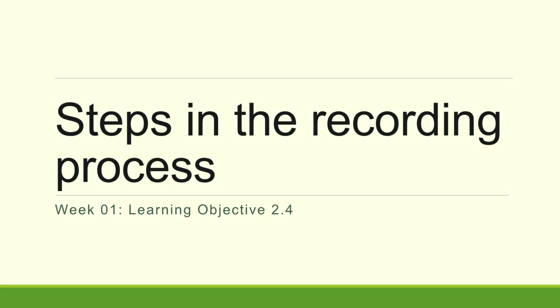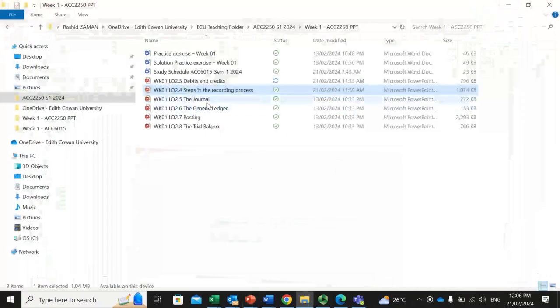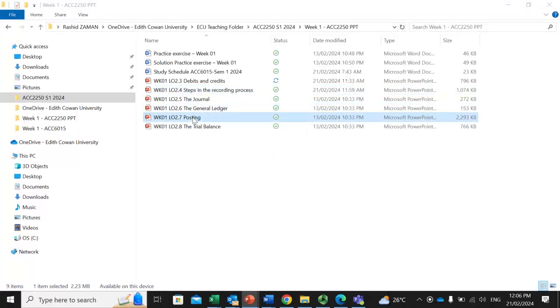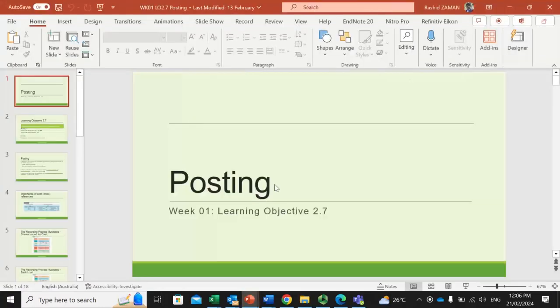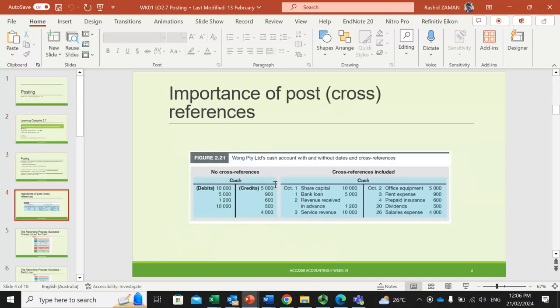Done. So this is your posting. Journal I've done. Journal ledger I've done. Posting we have done actually. This is the same thing. The posting which I've shown you, like cash, no reference, then the cross reference included. This is no reference. This is the reference included. Now we know this cash is because of share capital.